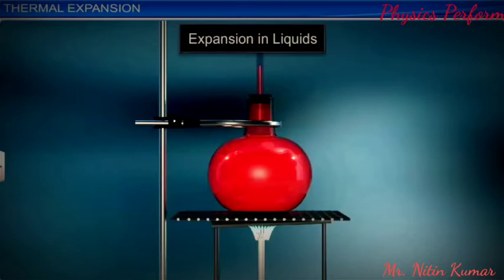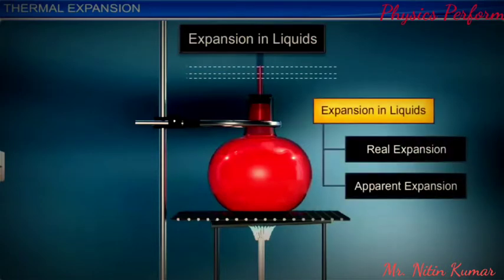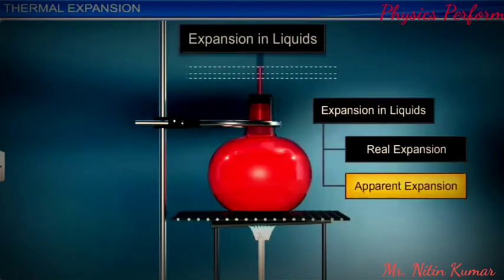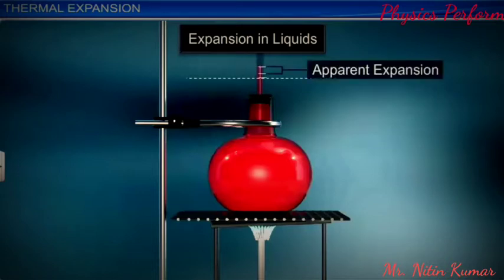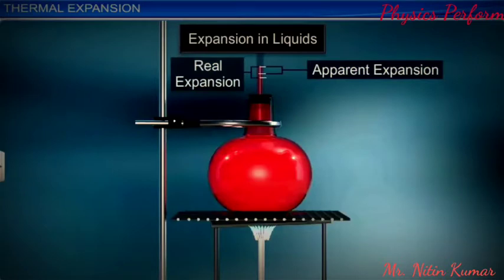When a liquid in a container is heated, both the liquid and the container expand. Hence, for liquids, we have two categories of expansions, namely real and apparent. The apparent expansion of a liquid is the expansion that appears. The apparent expansion of the liquid is equal to the real expansion of the liquid minus the expansion of the container.